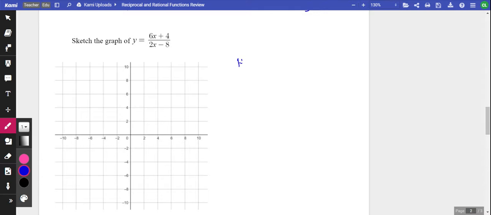Let's start with our horizontal asymptote. Horizontal asymptote, we need to find the 2 coefficients of our x and divide them. So y is going to equal 6 over 2. Y is going to equal 3. So we once again have an asymptote at y equals 3.